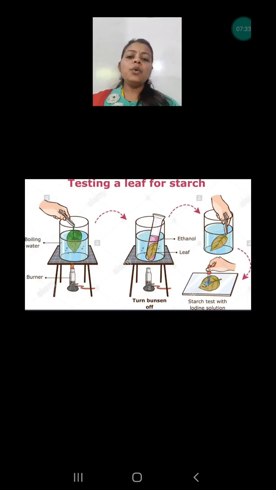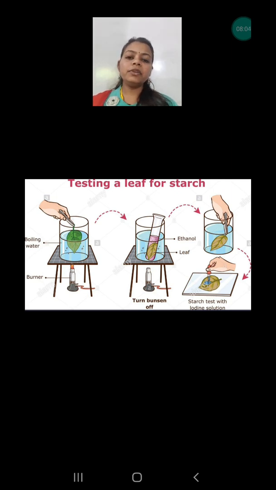Next, how will we test whether starch is present in the leaf or not? So let me revise all the steps for you. First, we will take a fresh green leaf from the plant. We will boil it in water so that our leaf will become softer. After that, we will boil it in alcohol. Why in alcohol? So that all the chlorophyll will be removed from it. After that, we will wash it in fresh cold water so that all the alcohol will be removed.